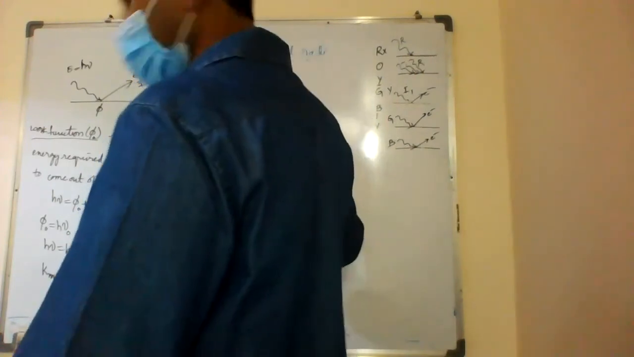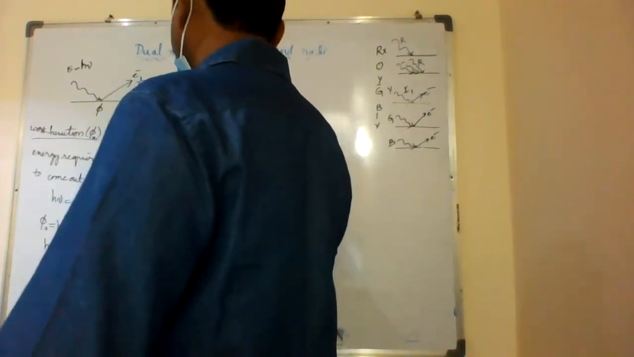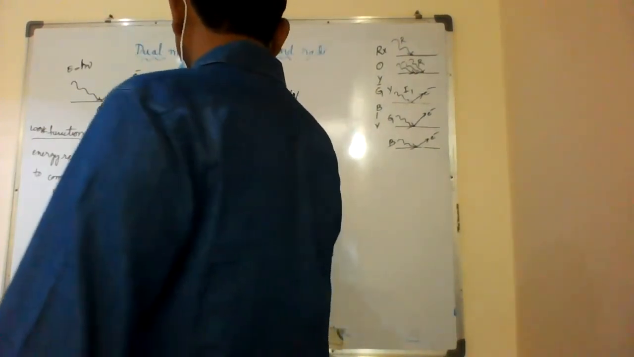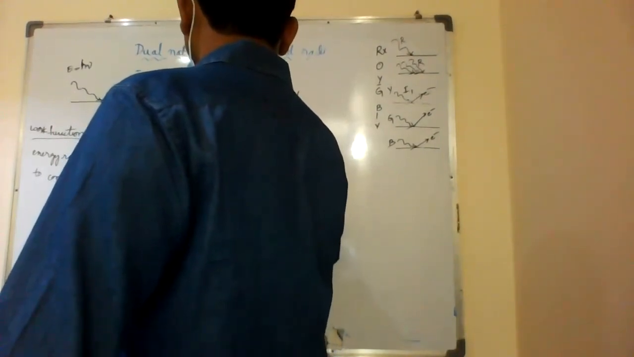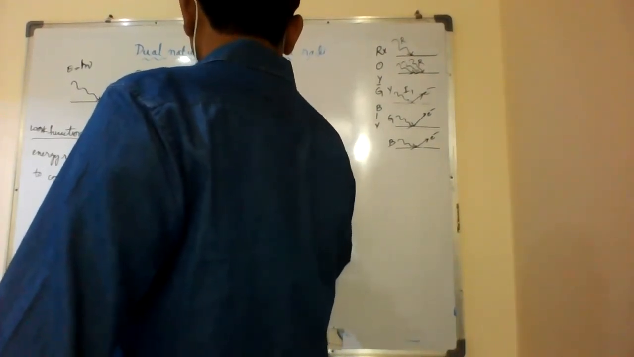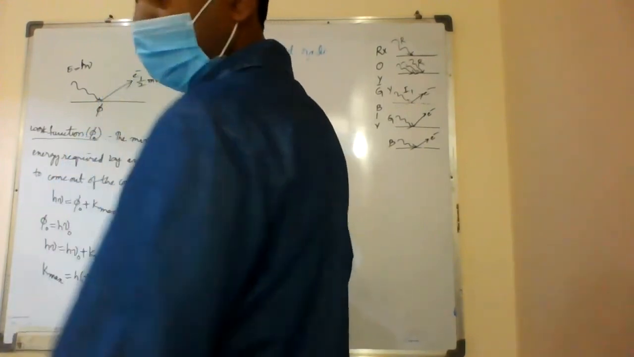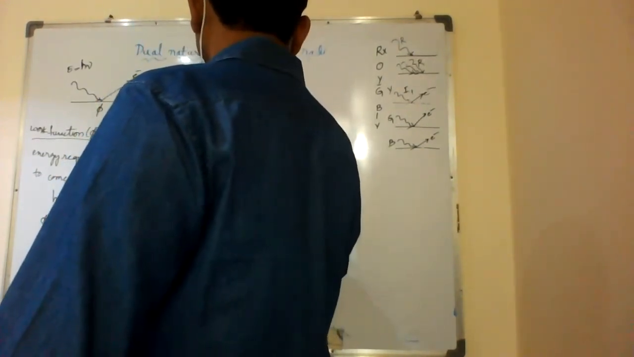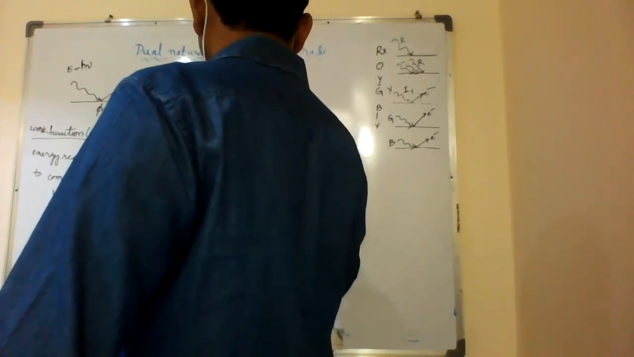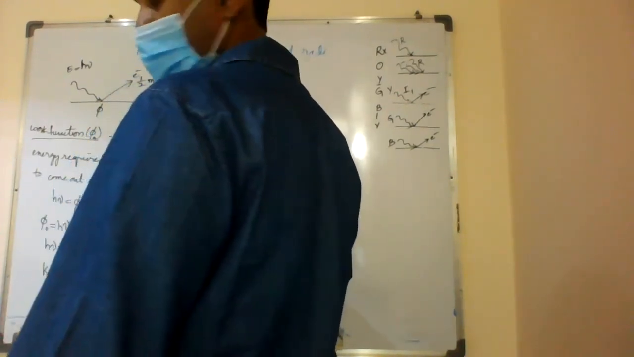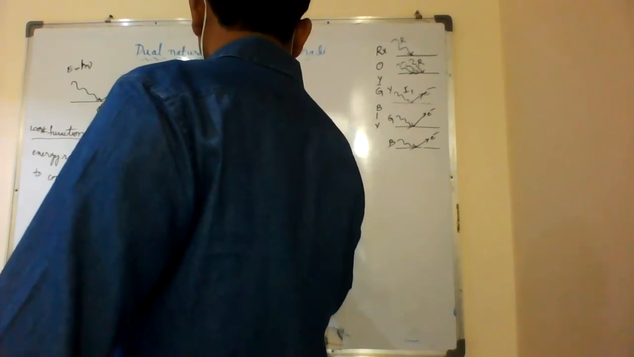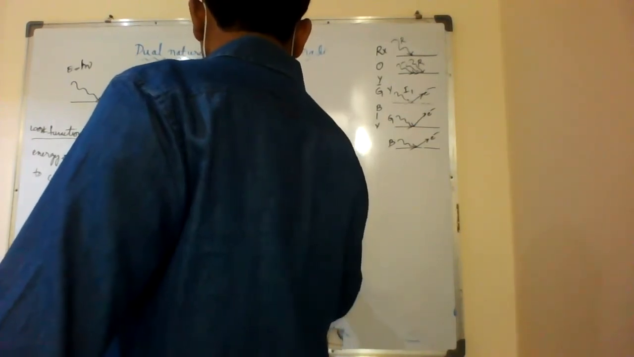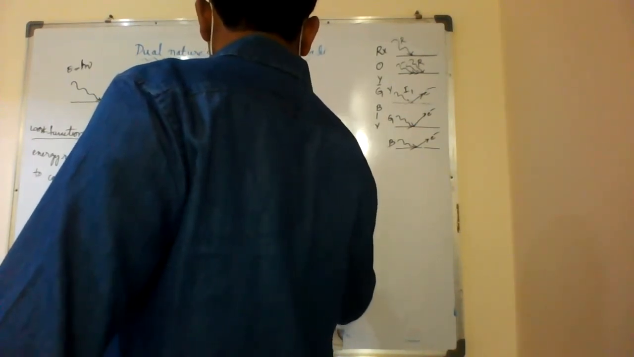Now I'm converting this equation to another equation. I'm using this equation: H nu is equal to what? Phi 0 plus V0 into e. Clear? Now what is V0? V0 into e is equal to H nu minus phi 0. V0 equal to what? H by e into nu minus phi 0 by e.